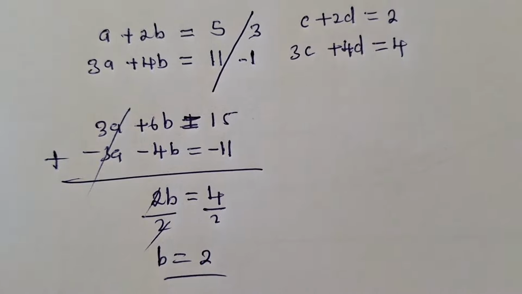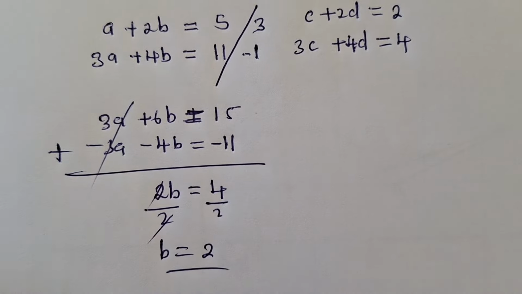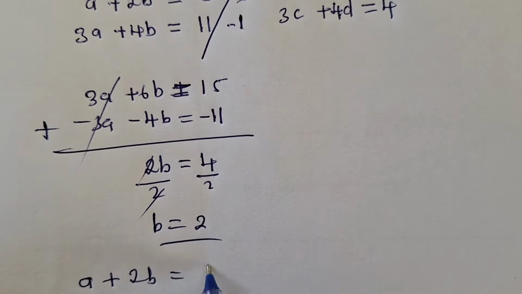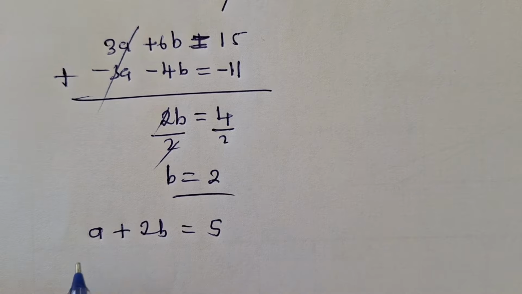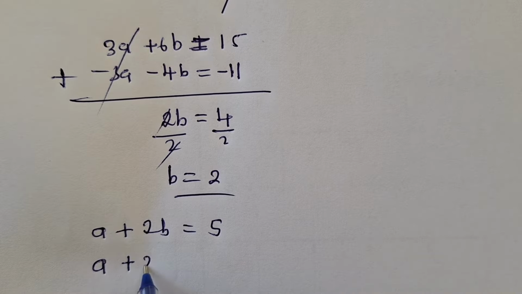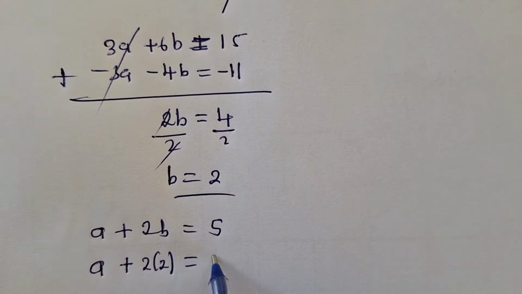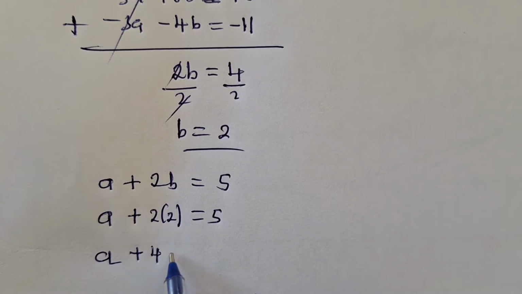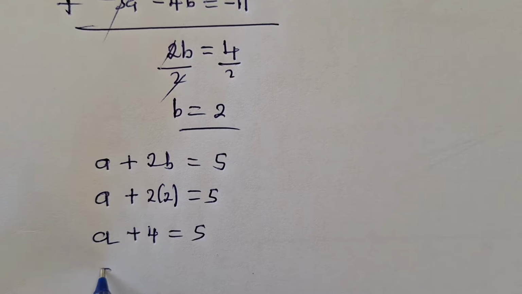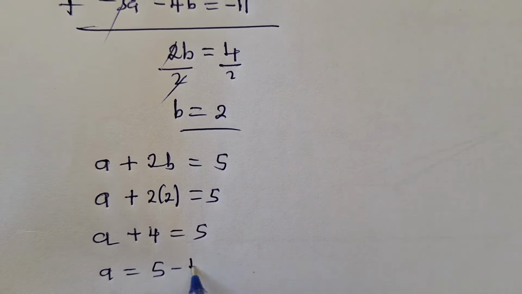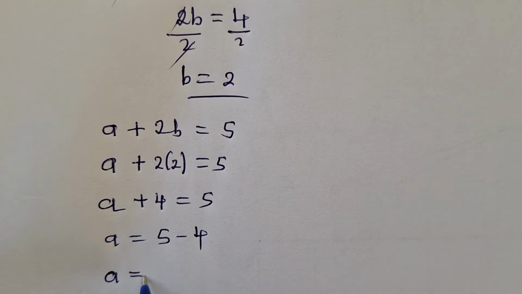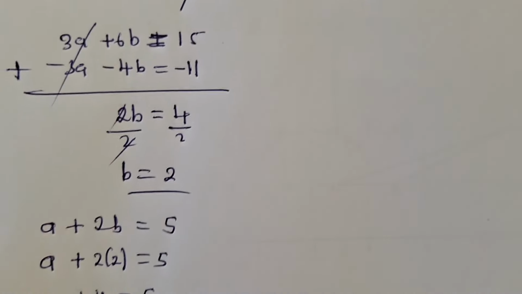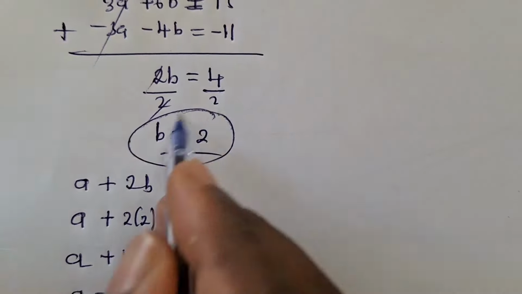If B is equal to 2, get one of these equations. A plus 2B is equal to 5. So solve for A. So this will be A plus 2 times 2 on B is equal to 5. Then here it will be 4. A is equal to 5 minus 4. My A will be equal to 1. Okay? I'm done with A. I found A and B.